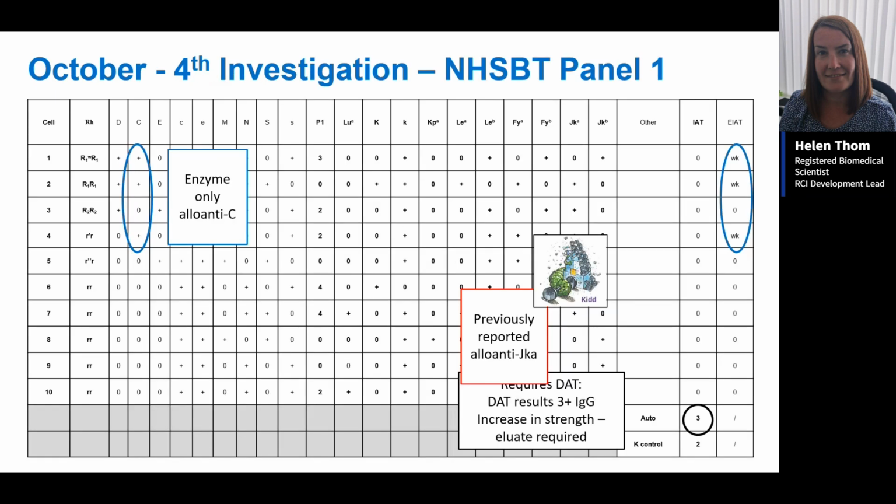So the patient came back in October, and I remember this shift vividly. It was a late shift. I was on call. You're always on call when these things happen. So all we've got this time is an enzyme-only anti-big C.